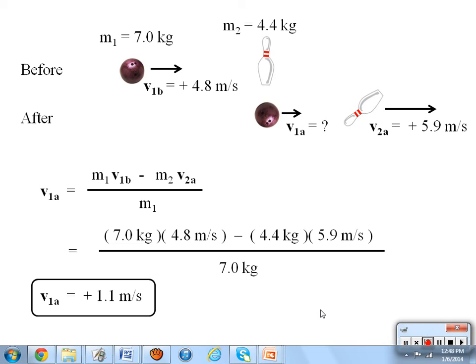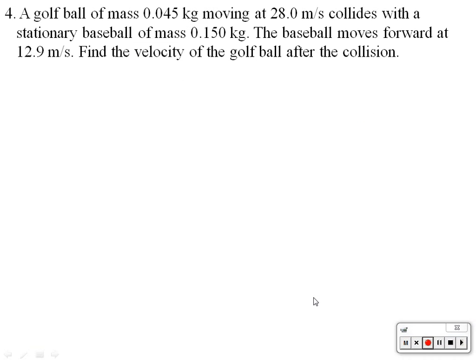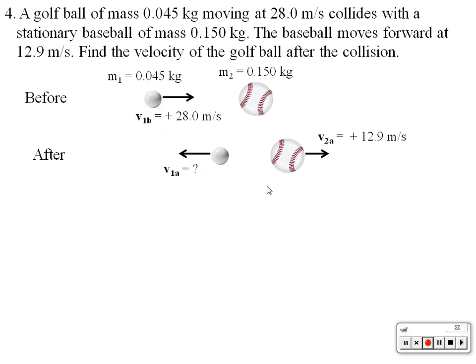All right. Next example. Golf ball. Mass, blah, moving at a certain speed, collides. So I have my little sketch here. A golf ball hitting a baseball. The baseball moves forward at 12.9 meters per second. The golf ball, well, it might move backwards and might move forwards. I don't know. I guess this. Let's see if I'm right.